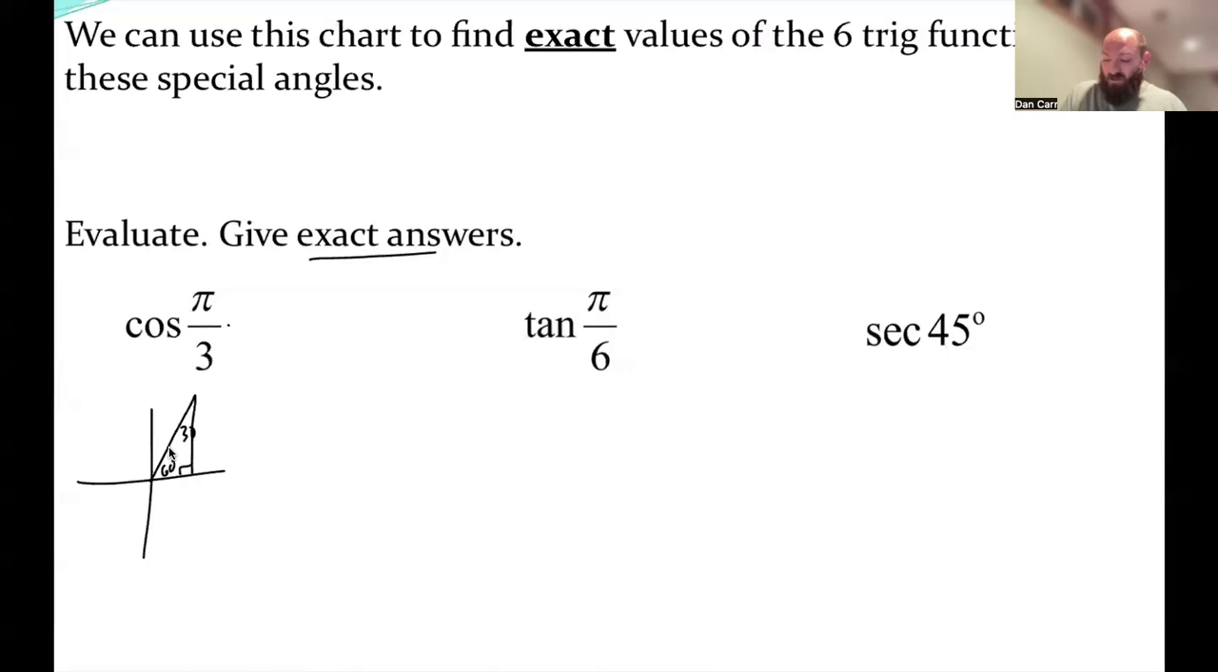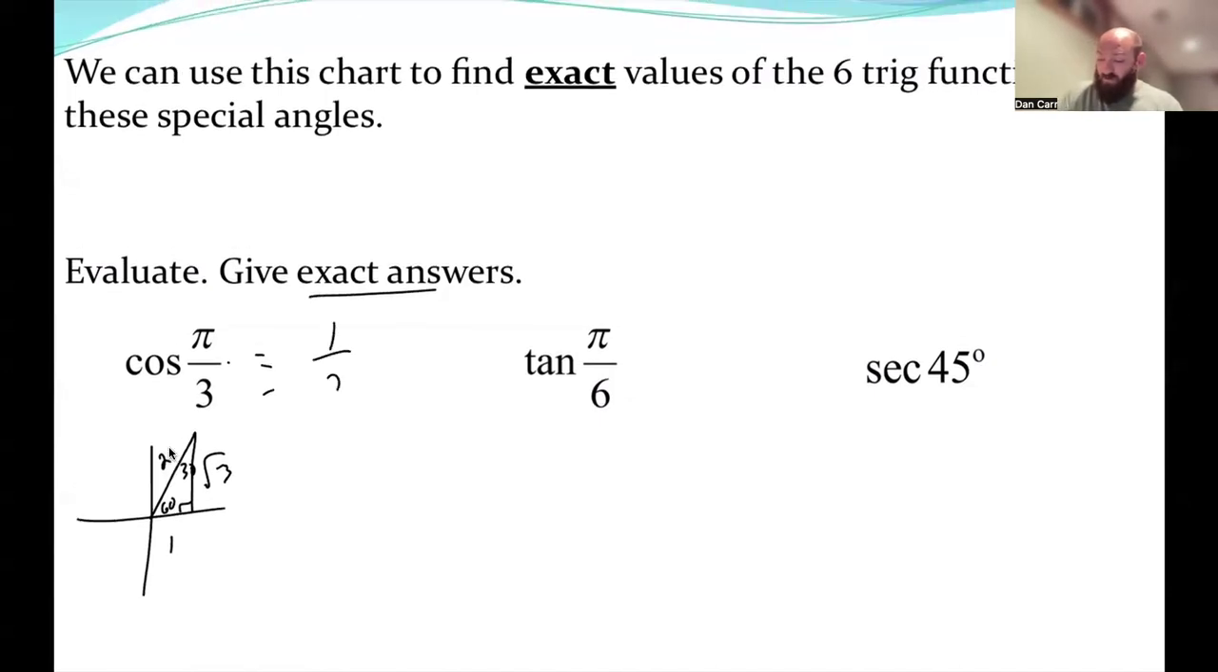60, 30, 30, 60, 90 triangle like that. So it's going to be 1, 2, root 3. So I want to do cosine of this. Cosine is adjacent 1 divided by hypotenuse 2. So that's just another way I can get the same kind of answer. Just trying to show more than one method.